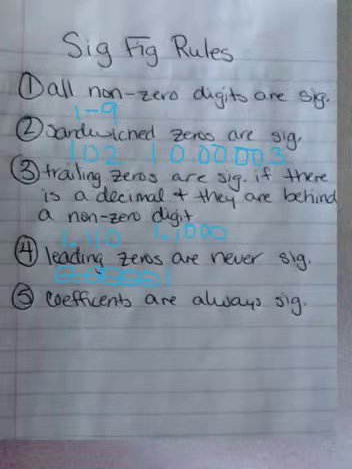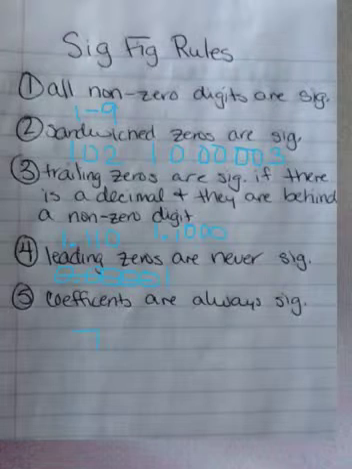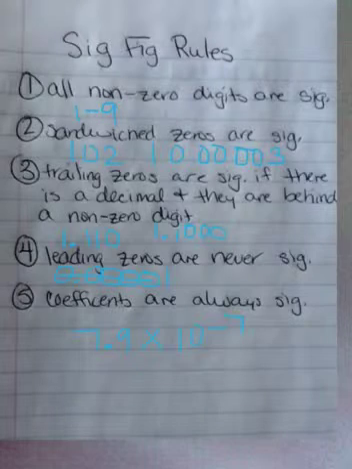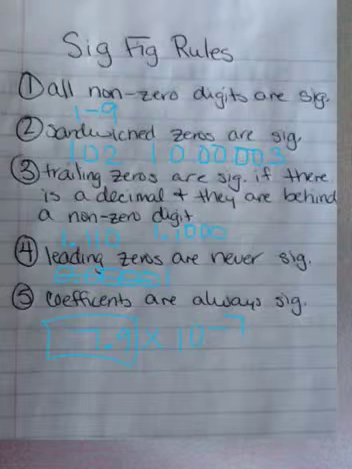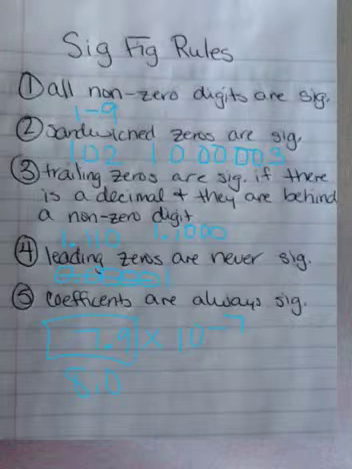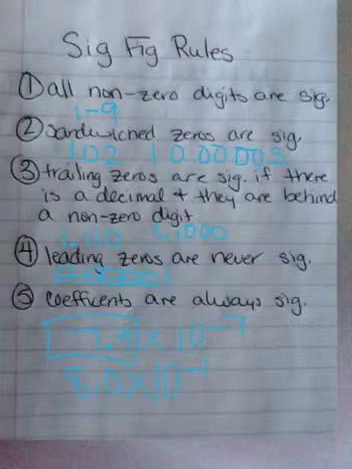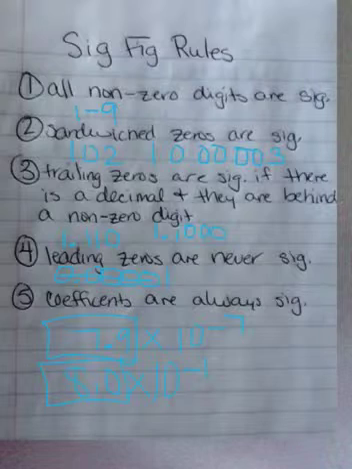And then the last one is coefficients are always significant. Remember, this is in scientific notation. And it looks like that. If it's in the coefficient, those are always significant. It doesn't matter if there's a 0. All of them are going to be significant.